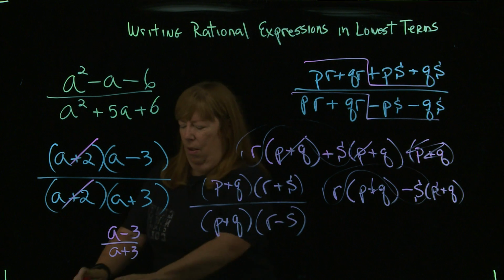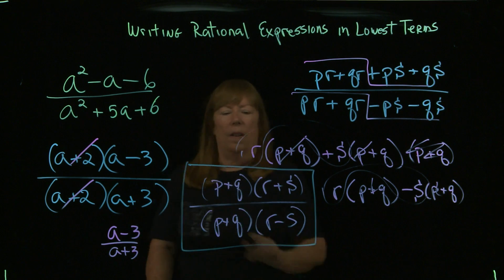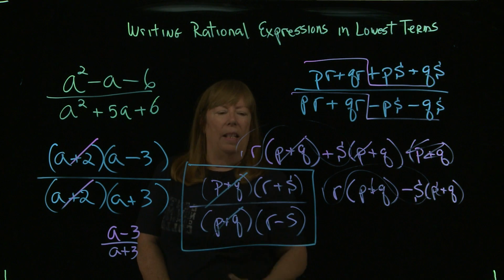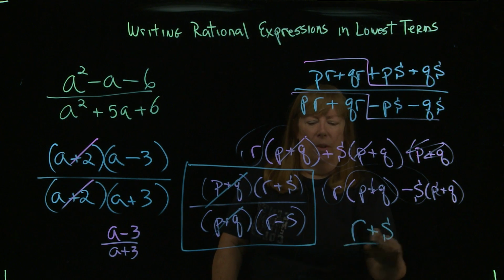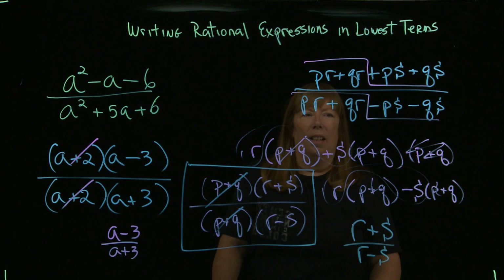Okay, so now we're looking at this, and we're trying to simplify it. Is there anything else we can do to simplify this? Yeah, these are the same, right? Anything over itself is 1. So our answer is r plus s over r minus s. Not so bad, huh?